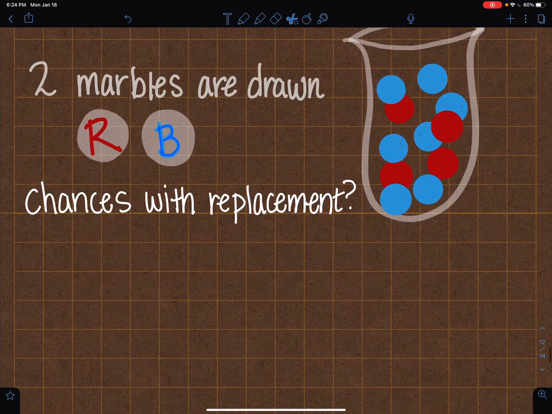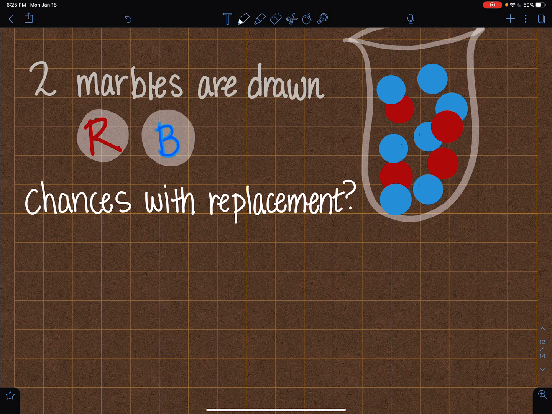That means that you pull out a red one, and you really want to get red and then blue. Now you're on a game show where they're like, if you pull a red and then you pull a blue marble, you will win $1 million. What are your chances of winning? Okay, well, first you pull out a red, and then you put it back, and then you pull out a blue.